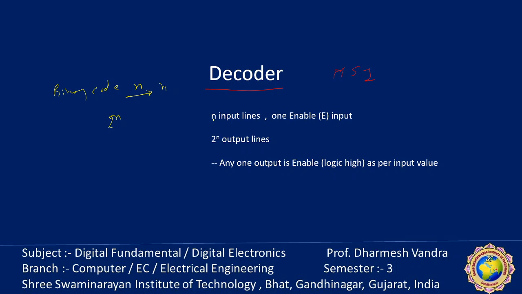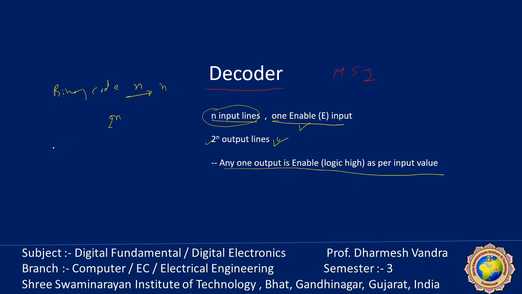Here, the circuit has n input lines and one enable line. The enable line enables the whole circuit. When enabled, whatever the n input lines' corresponding input value, a particular output line is logic high, or that particular line will become detected.